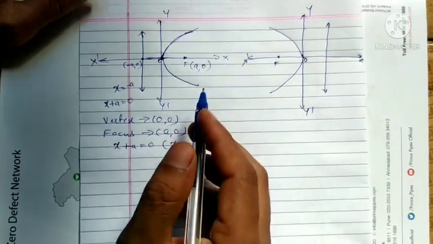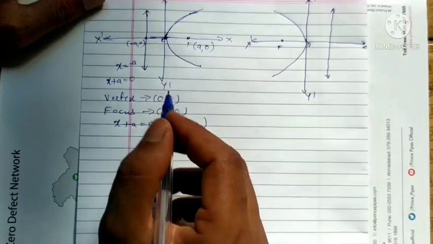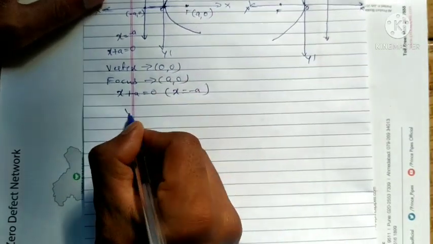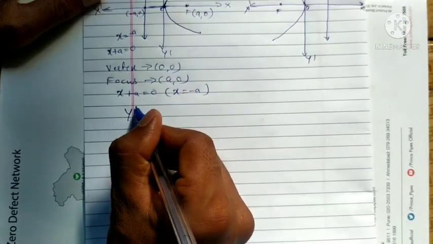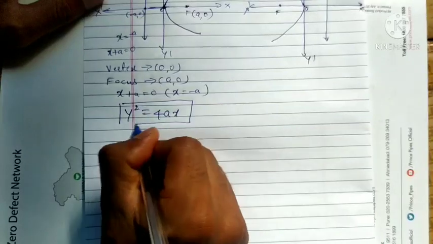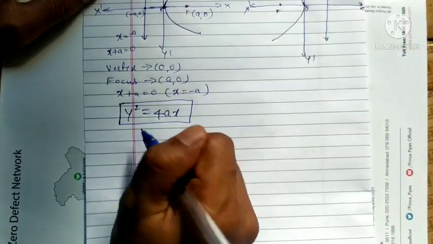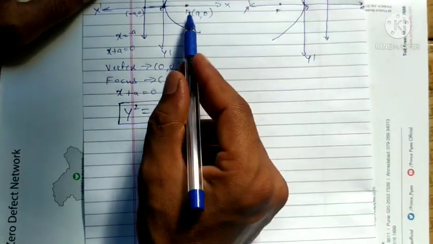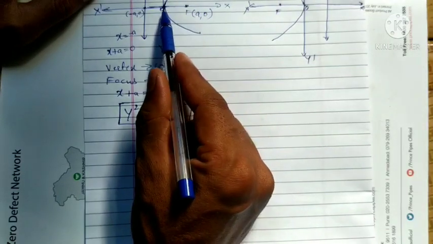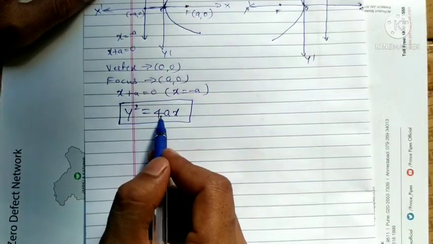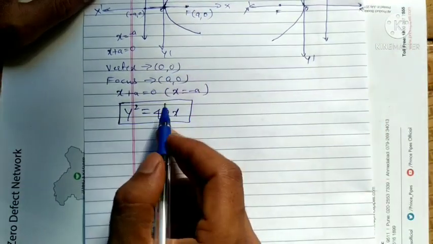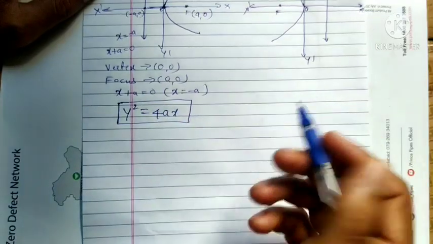There is a derivation, but since it is not that important, I will just discuss the equation, that is y square is equal to 4ax. So this is the equation of the parabola when the focus lies on the positive x-axis and the vertex is on the origin. y square is equal to 4ax, where a is nothing but the coordinate of the focus. There is a derivation in the book, you can go through that.